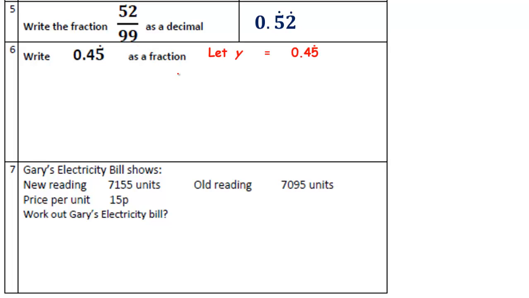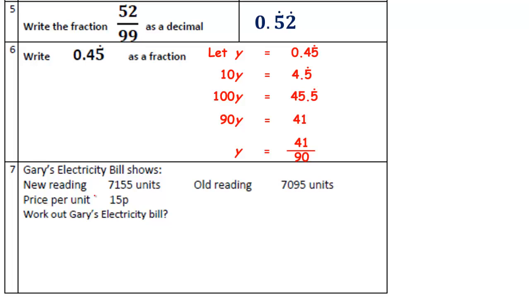Question 6, let y equal 0.45 recurring, so times it by 10, times it by 10 again, do the subtraction, so I'll get 90y is equal to 41, and y is 41 over 90. You should be pretty good at this. Make sure if you get a question like this in the exam, you are able to get it completely correct.